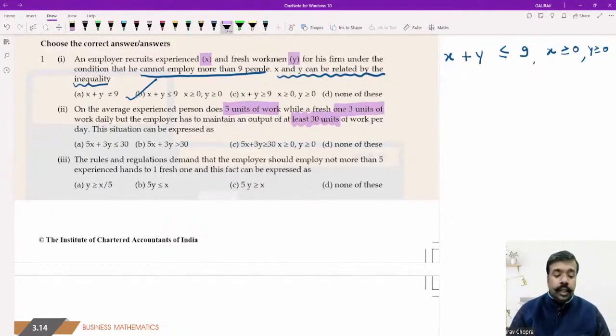So we have to prepare the equation for this. The equation will be very simple. That is 5x plus 3y, because 5 units by experienced and 3 units by inexperienced. And the total should be greater than equal to 30 because it is at least. That is why we have to use greater than equal to. All right. We can also say that X and Y should be greater than equal to 0. That is why option number C is correct.